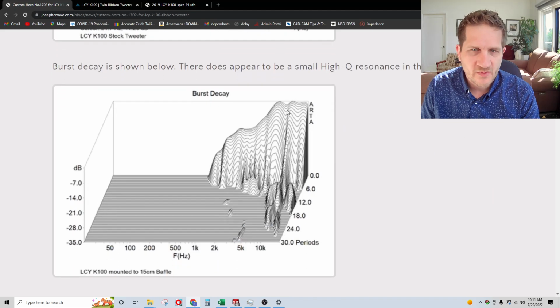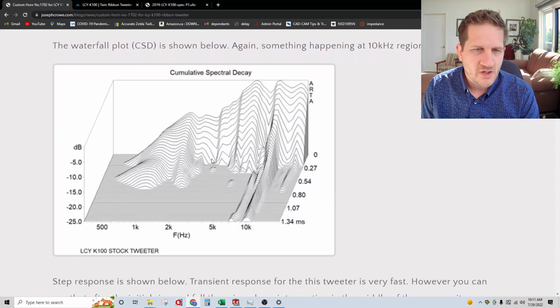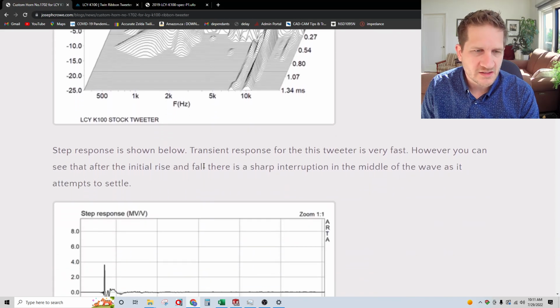Also looking at the burst decay, we do see some of these issues coming through, where at around 10 kilohertz we see some pretty strong resonance. This is also shown in the cumulative spectral decay. We can see a very strong resonance at 10 kilohertz.